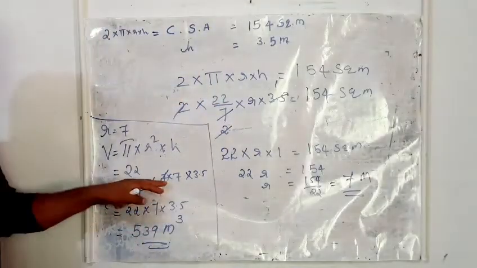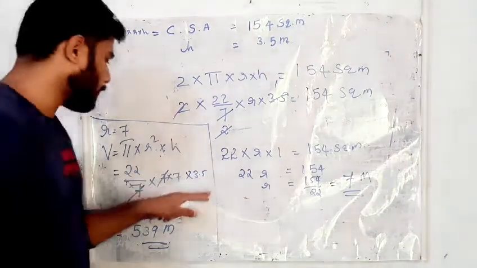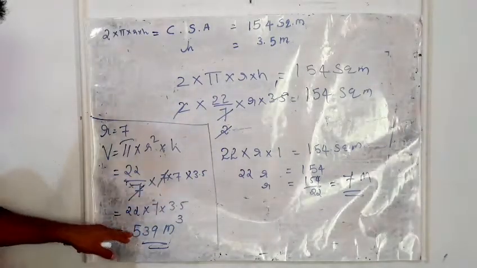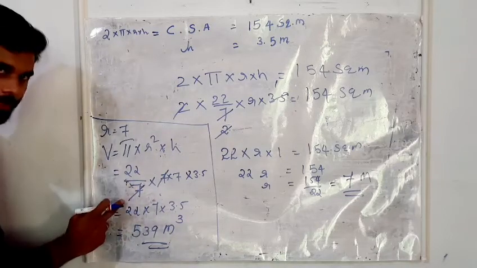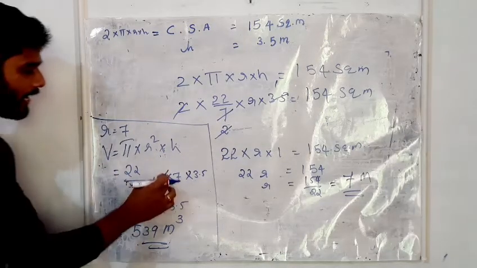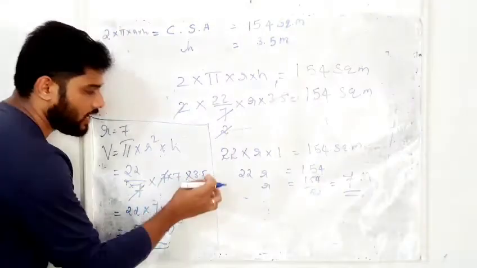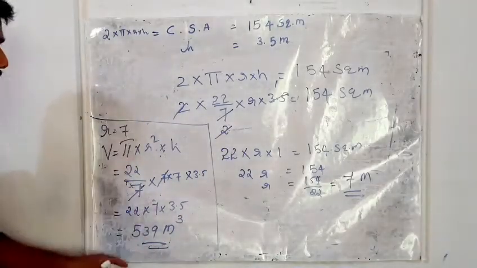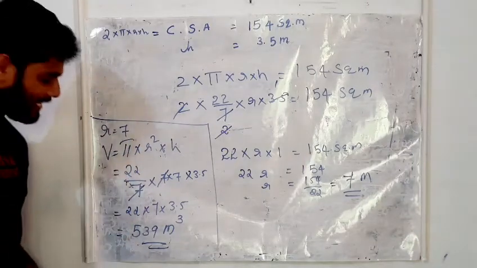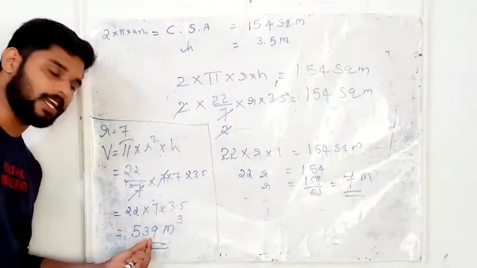7 meter into 7 meter into 3.5 meter. You will get meter into meter into meter, meter cube. Here 22 by 7 has no unit. And here 7 meter and 3.5 meter, that's why meter cube. Clear? So the final answer, volume of that cylinder is 539 meter cube.